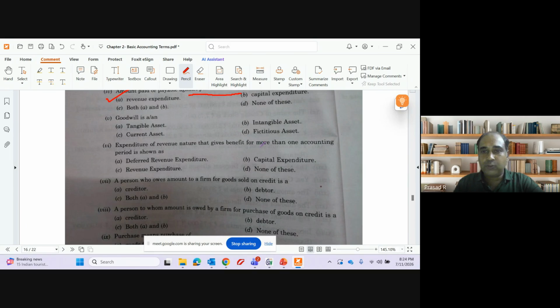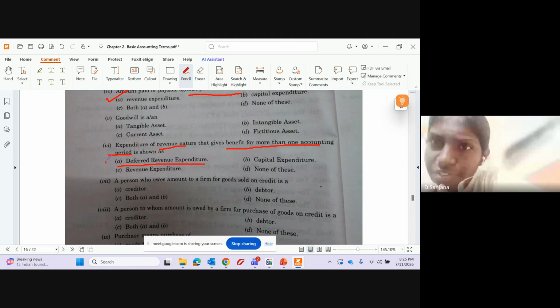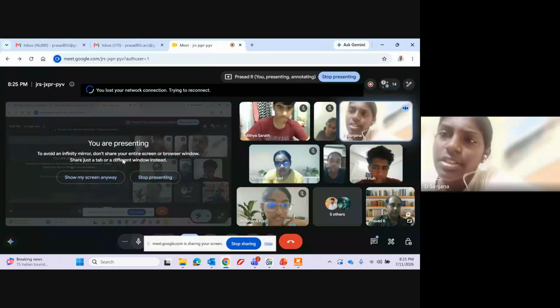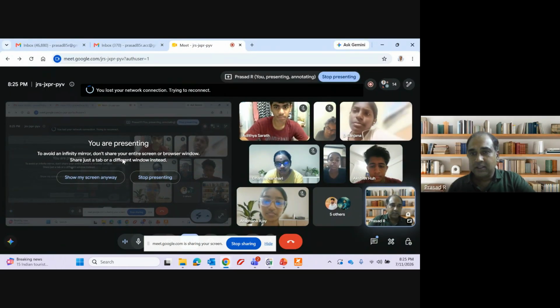Expenditure of revenue nature that gives benefit for more than one accounting year. It is revenue, but gives benefit for more than one accounting period. That is called deferred revenue expenditure. I will give an example here.